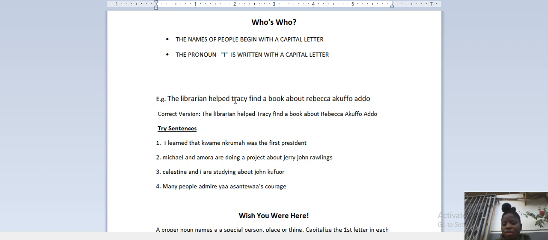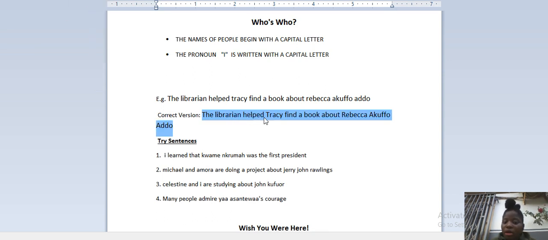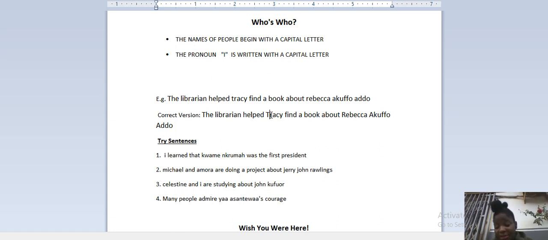This is a typical sentence that has been written and the names are not capitalized. So the correct version is right here. The librarian helped Tracy. So you can see Tracy, the name over here, has the first letter of the name capitalized. You see, capitalize the name. We're not saying that if you're writing, say, this one name, maybe Celestina went to the store. If Celestina happens to be in the middle of the sentence, or at the end, or at the beginning, wherever the name is in a sentence, the first letter has to be a capital letter.